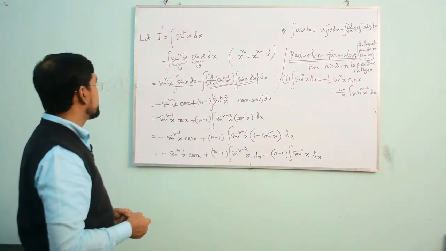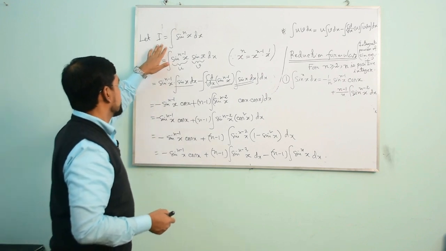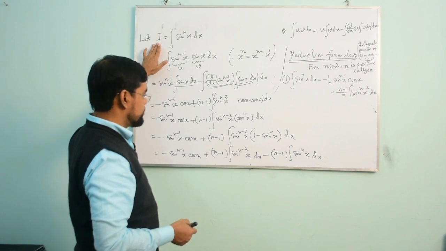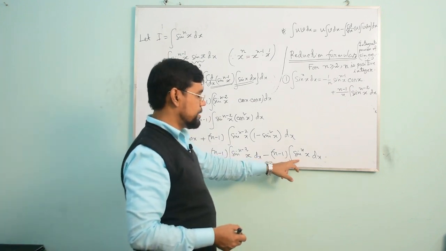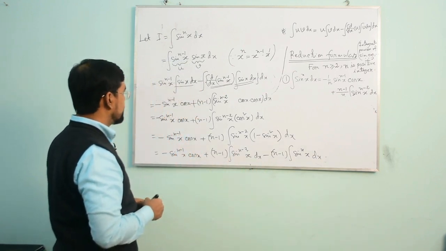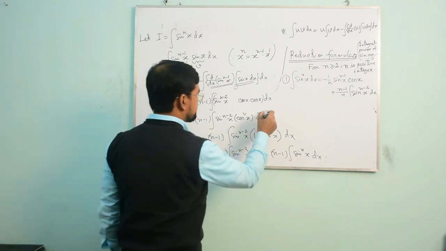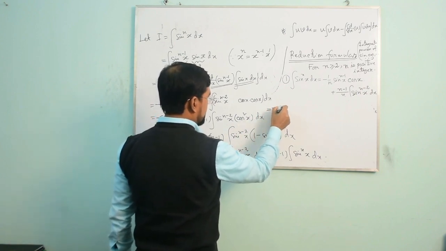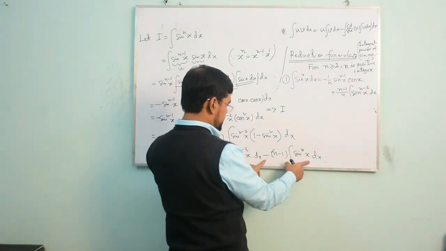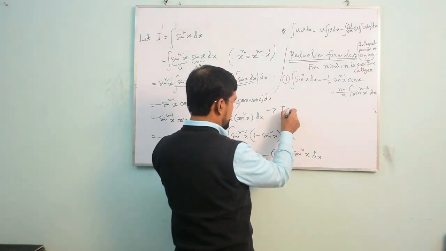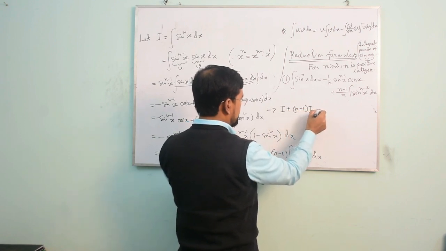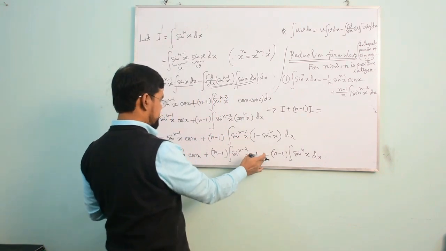Now you see, we consider sin^n x equal to I. So here you have another I on the right side, so you can take it to the left side, which implies you have one I already on the right side, and if you take it to the left side, then it will be plus (n minus 1) into I, which is equal to this.